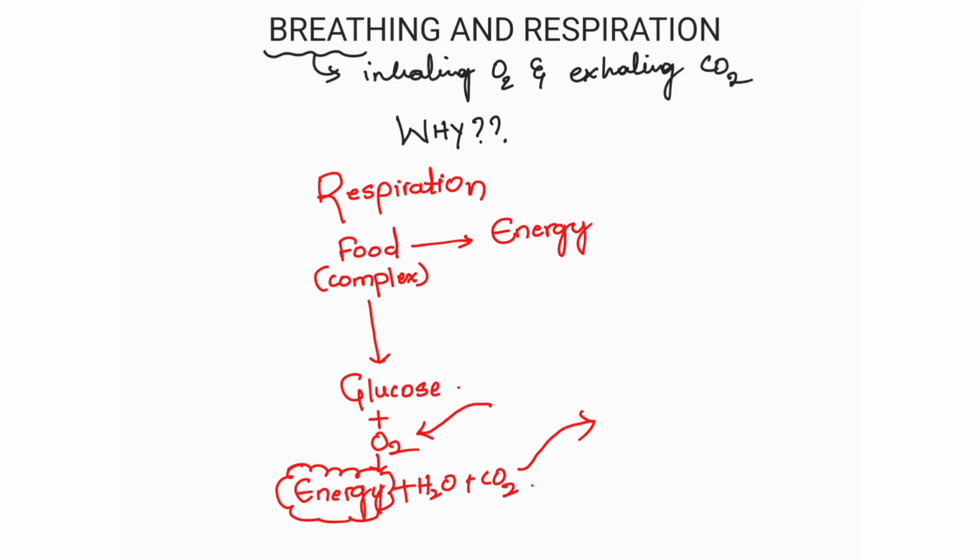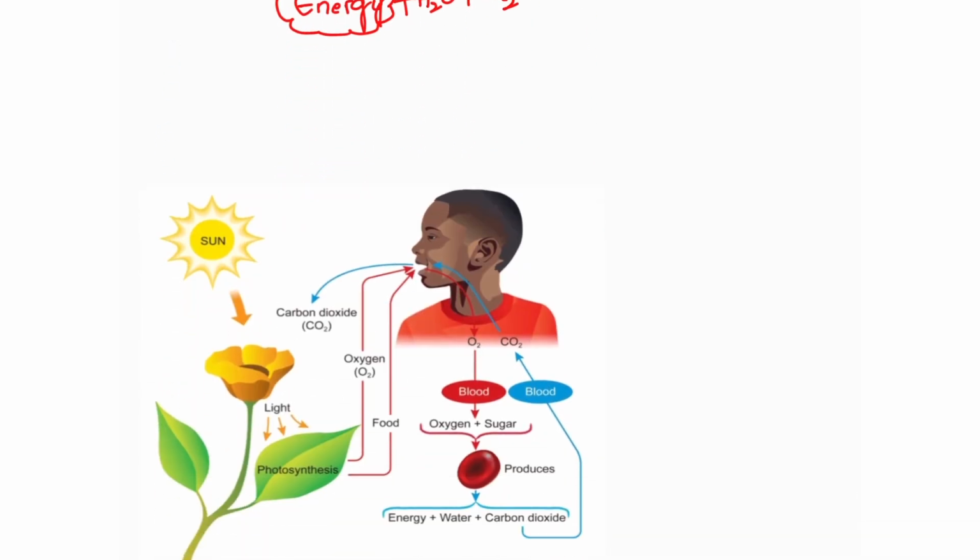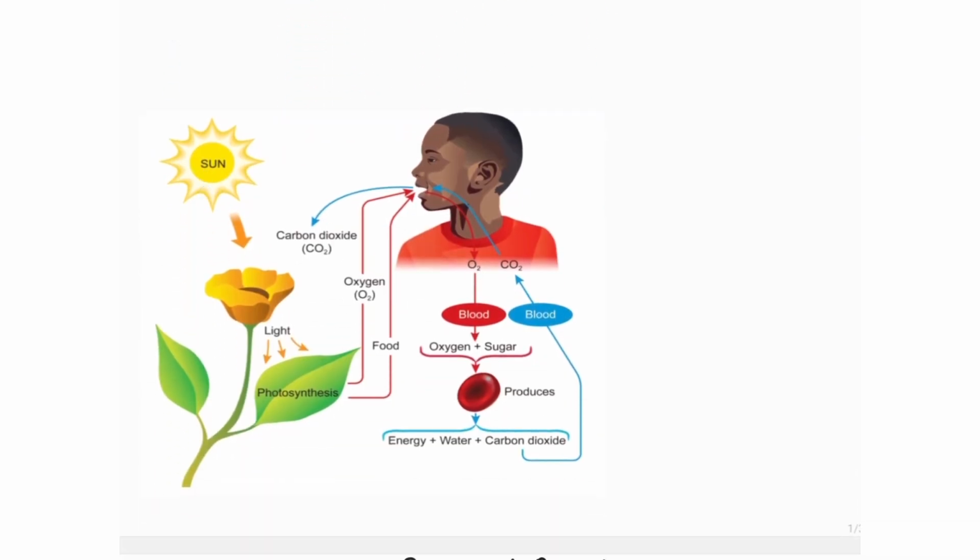There should be inhaling of oxygen and exhaling of carbon dioxide. So here in the diagram you can see it clearly. See, we get oxygen through plants. Through plants oxygen is inhaled by the person, and this oxygen goes inside the body and combines with the glucose, nothing but sugar, and forms energy, water and carbon dioxide. Next, the carbon dioxide is exhaled out into the environment.